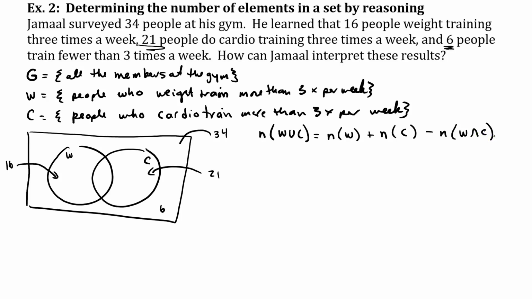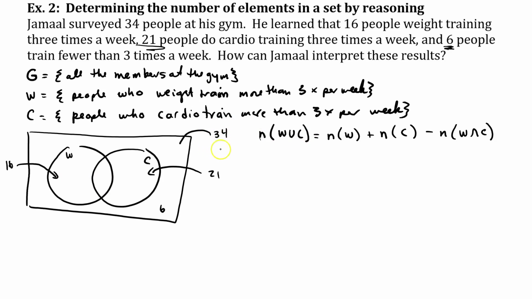Now, if we add up all these numbers, 21 plus 16 plus 6, we're going to get a number that's greater than 34. We're actually going to get 43. We know that there must be an intersection. If all the numbers that you're given add up to more than the total number of members at the gym, we have an intersection there.